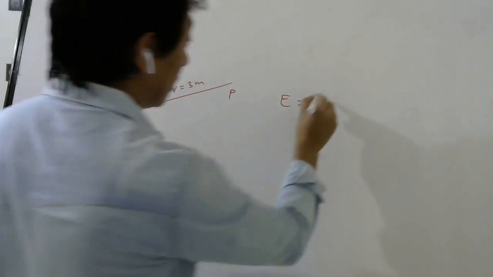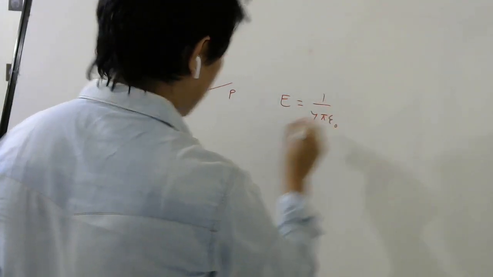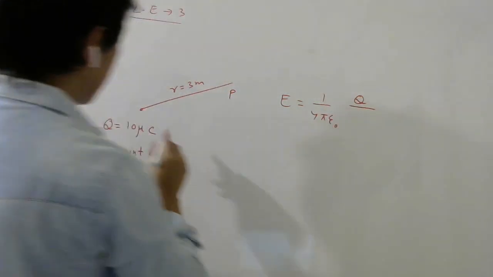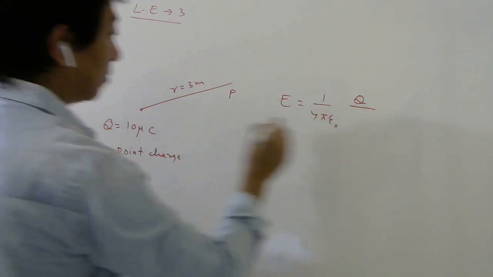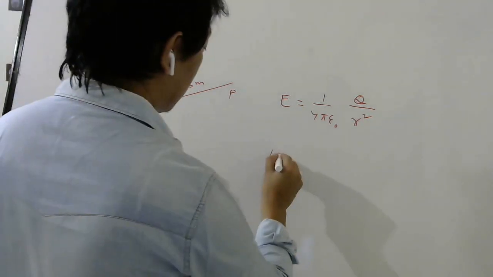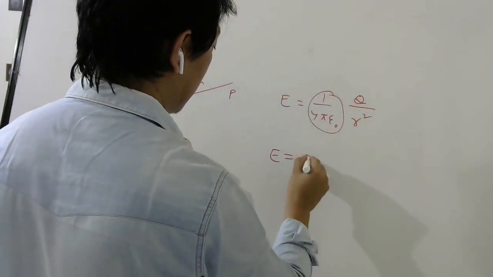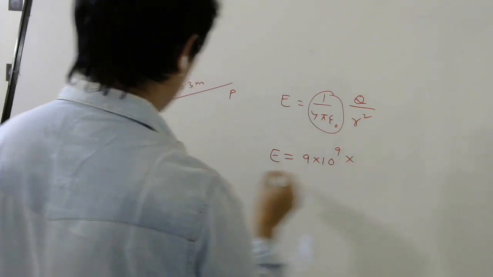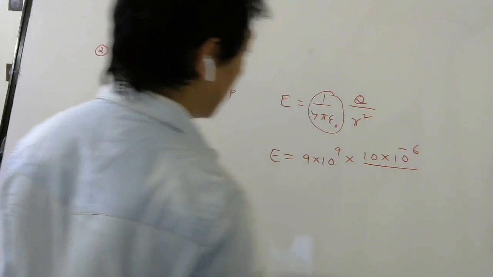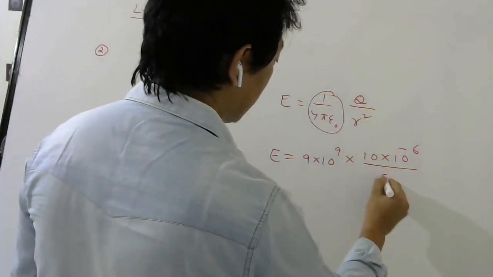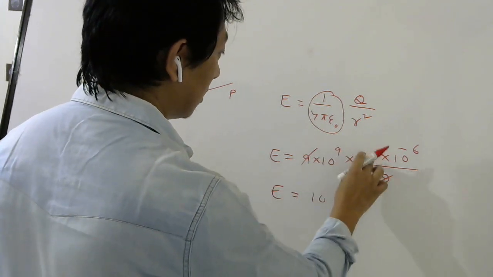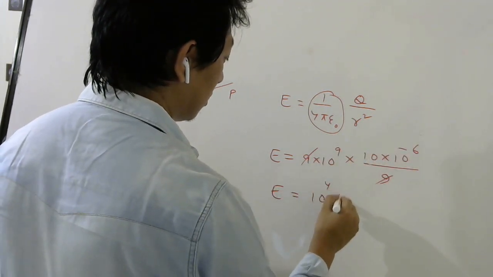Magnitude, let us calculate. 1 by 4 pi epsilon naught, the value of the source charge, divided by the distance between the source charge and the observation point, r square. Now what is this value? 9 into 10 power 9. What is the source charge? 10 microcoulomb, 10 power minus 6. R is 3, so r square will be 9. So this 9 and this 9 will cancel. 10 to the power 9 plus 1, 10. 10 minus 6, 4. Newton per coulomb.